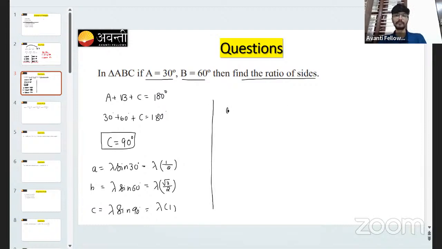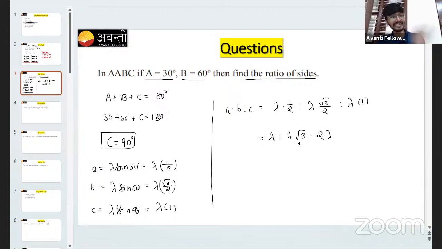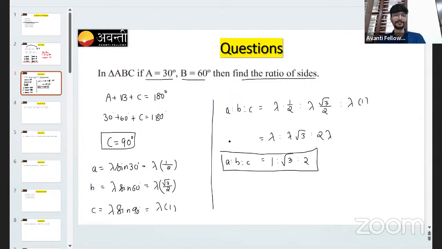So when I take the ratio a is to b is to c, I'll get lambda into half, lambda into root 3 by 2, lambda into 1. If I multiply throughout by 2, I'll get lambda, lambda root 3, 2 lambda. Now I can divide by lambda, so I'll get 1 is to root 3 is to 2. That means a is to b is to c is 1 is to root 3 is to 2. Correct? So I hope it is clear.